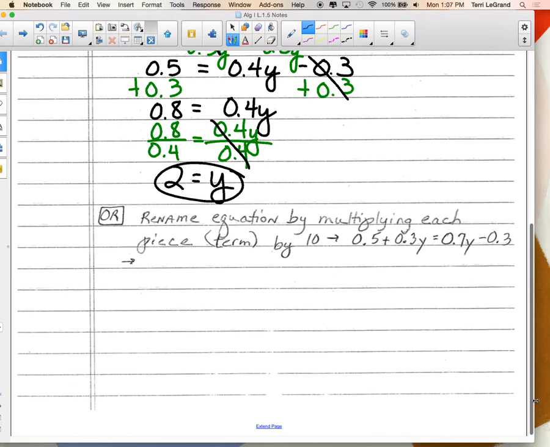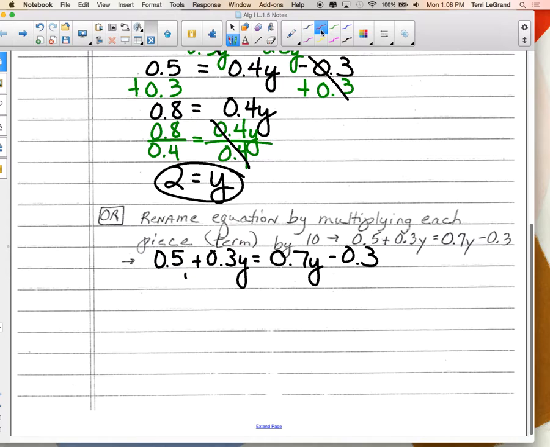Well, couldn't we rename this equation by multiplying each piece by 10? Would that eliminate the decimals? So in other words, let's just write down that equation again. 0 and 5/10, there's no y behind that 5/10, sorry. Plus 0 and 3/10 y equals 0 and 7/10 y minus 0 and 3/10.